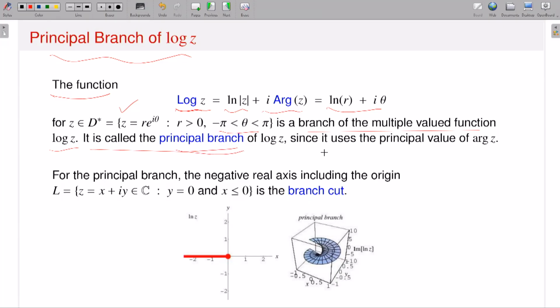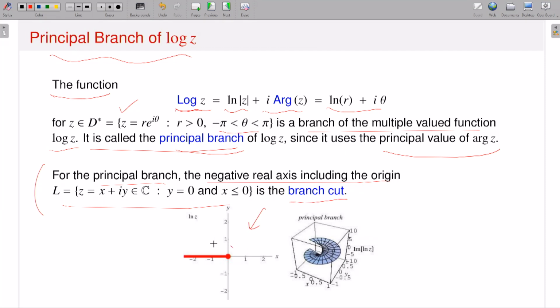Why is it the principal branch? Because it uses the principal value of small log. I will show that there are many branches, but this is the principal branch because it deals with what is called the principal argument. For the principal branch, what is the branch cut? The negative real axis including the origin, that means this set L, the set of all z equal to x plus iy, where y is 0 and x is less than or equal to 0. This is actually the branch cut.